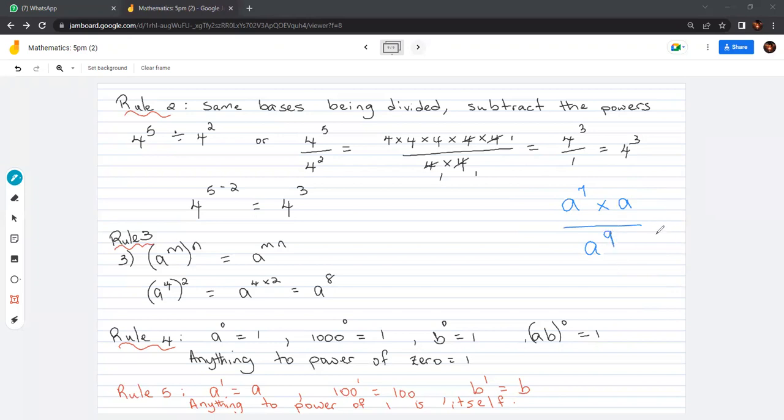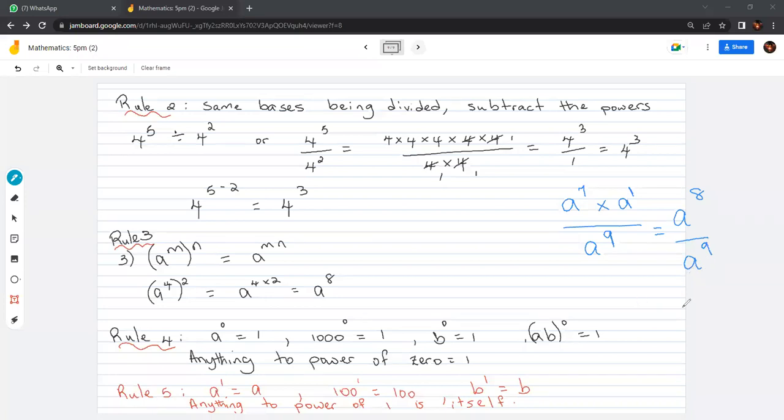So they gave us this one. So we're going to simplify what's on top. Now, if it doesn't have a power, you understand that it's 1. Remember, anything raised to the power of 1 is itself. So once my bases are the same, I add the powers. So I'll end up with a to the power of 7 plus 1, which is 8, divided by a to the power of 9.